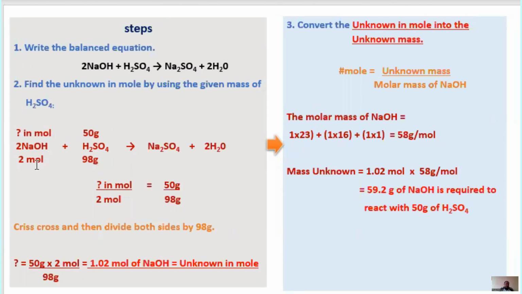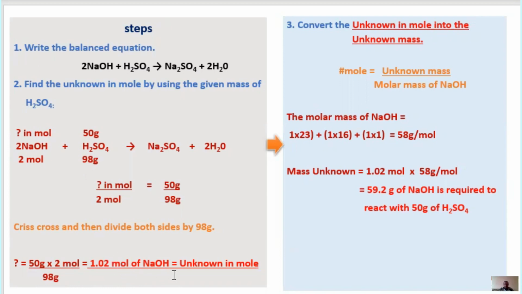Question mark divided by 2 moles equals 50 grams over 98 grams. This one is the mole ratio, but this one is the mass ratio. We use a combination of the two ratios and then crisscross. This will produce 1.02 moles of sodium hydroxide.